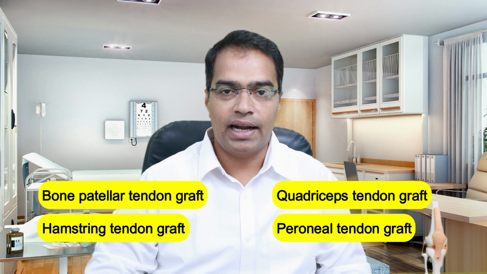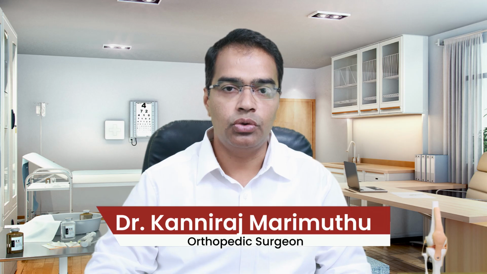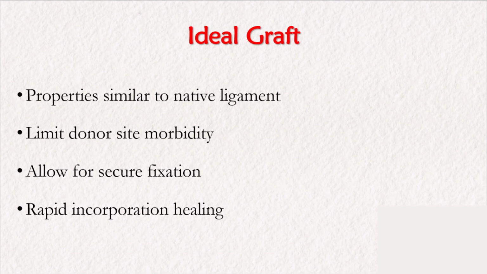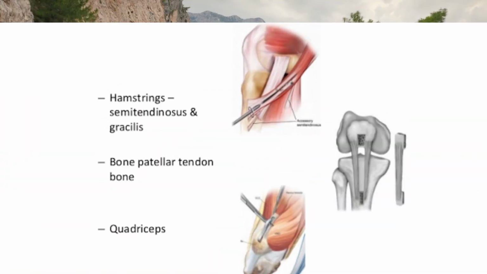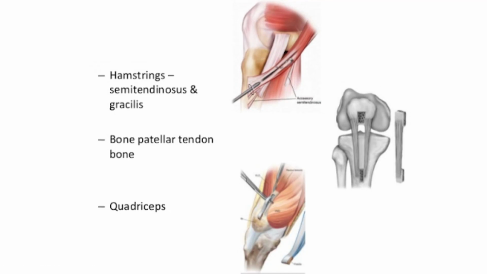The most important characteristics that an autograft should have: the properties of the tissue that we use to reconstruct the ACL should be very similar to that of the normal or native ACL. It should not cause any functional limitation or problem to the area from which we are taking these tissues. This graft should allow secure fixation both in the thigh bone and leg bone during the surgery, and it should heal rapidly so that the individual is able to go back to their sports and regular life at a quicker rate. So now let us look at each of these grafts separately.